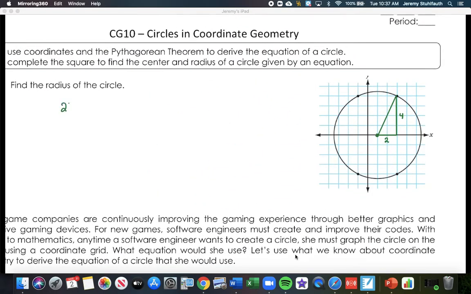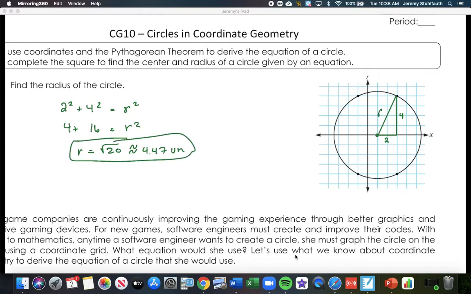We'd have 2 squared plus 4 squared equals our radius squared, r squared. This r is our radius. So 4 plus 16 equals r squared, and r is equal to the square root of 20, which comes out to approximately 4.47 units. That is a way to find the radius of our circle.